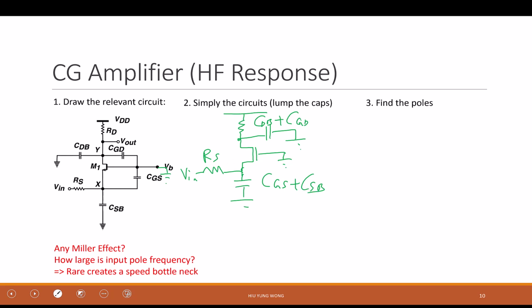So what are the poles? I have an input pole. What is that? We don't even want to spend time to trace the elevator and stairs. You probably can tell me right away. What is the pole for the input? 1 over RS times (CGS plus CSB). Is that all?